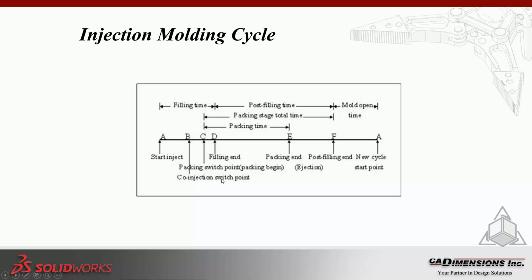If there's a co-injection, we are able to do that. So co-injection switch point by using some valves. Once we've packed it, we can run a warpage analysis from how it cools down and even how it falls out of the mold. And of course, during the cooling process, we can even run a cooling analysis based on our cooling lines and the type of coolant we are using.